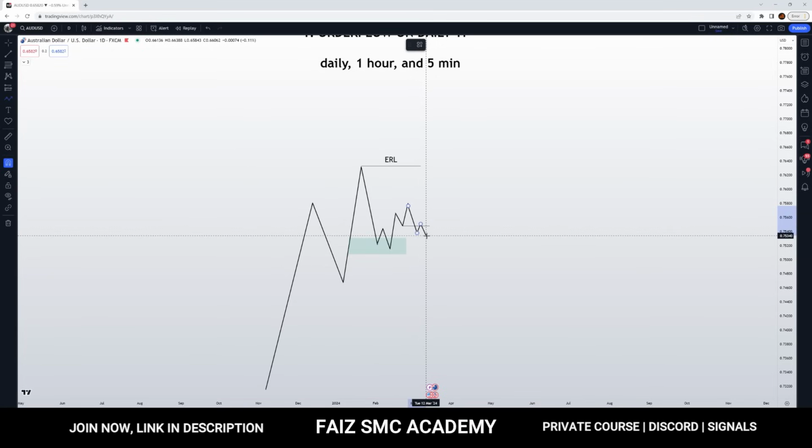Once the liquidity is swept, you look for a 5 minute market structure shift. You then take your entry from the fair value gap in the discount, or order block. You can take your entry from the order block, breaker block, or a unicorn model, whatever works the best for you.